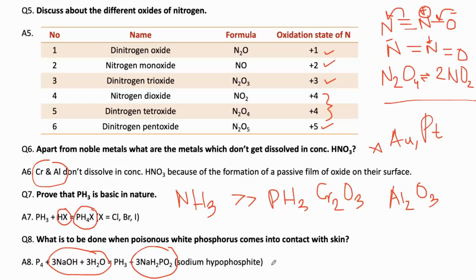That's why whenever white phosphorus comes into skin contact, we have to rinse the hand with alkaline solution, and after that we can rinse the hands with acid solution, so the excess NaOH will be gone.